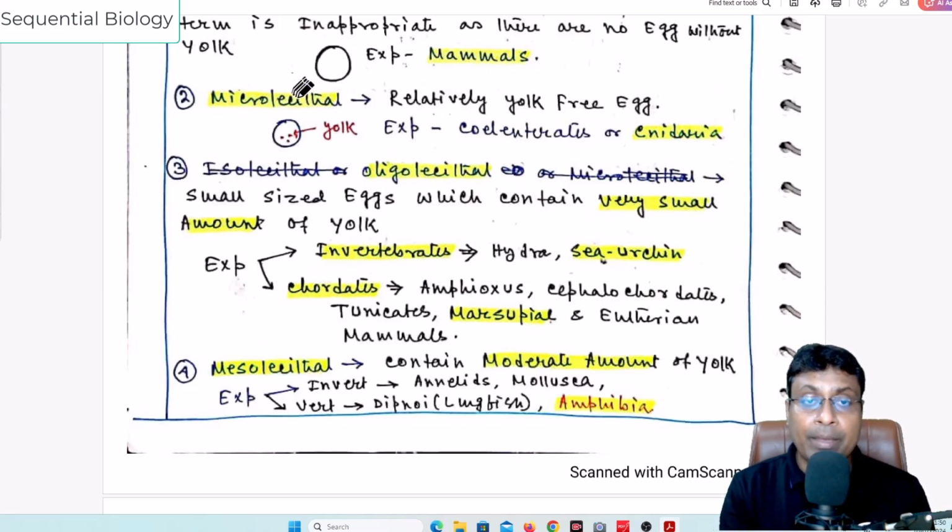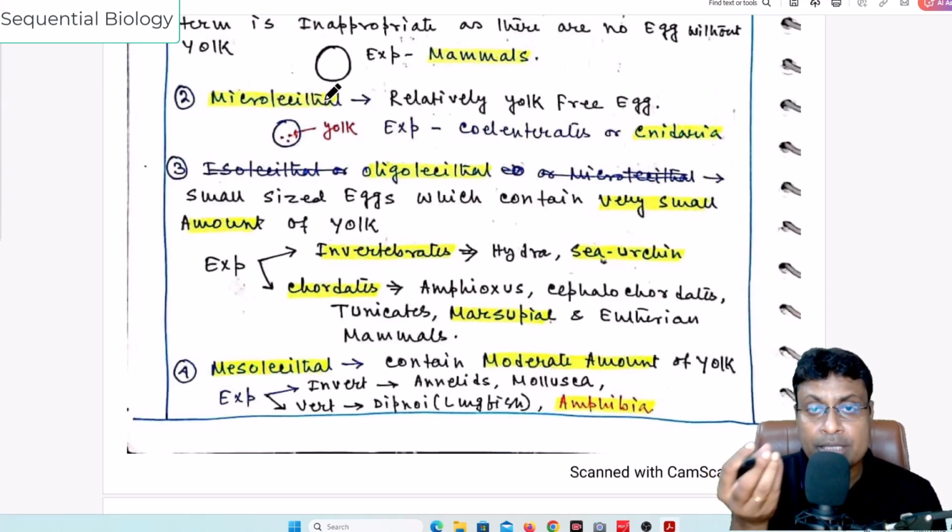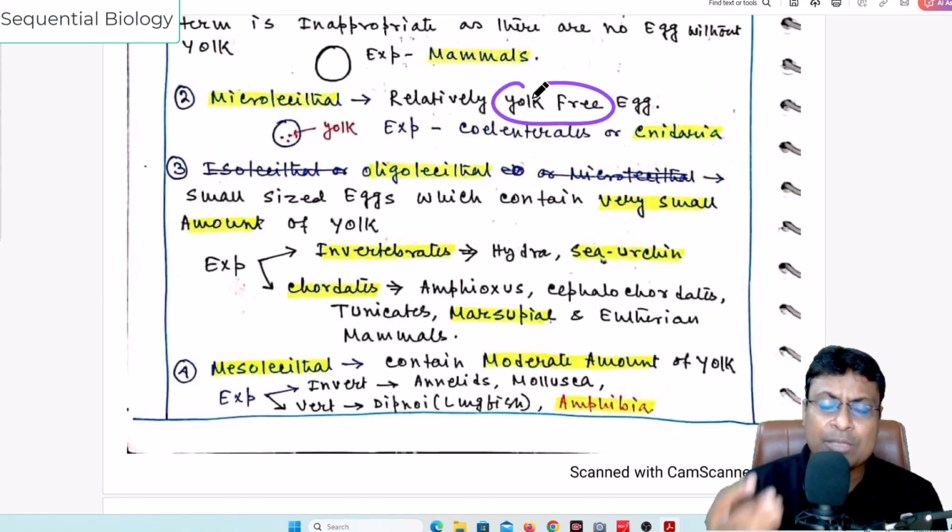The second type of egg is the microlecithal egg. Micro means small. When a relatively very small amount of yolk is present, this type of egg is relatively yolk free, but a very small amount of yolk can be found, and this type of egg is known as microlecithal egg. The coelenterate or Cnidarian eggs are examples of this microlecithal egg.